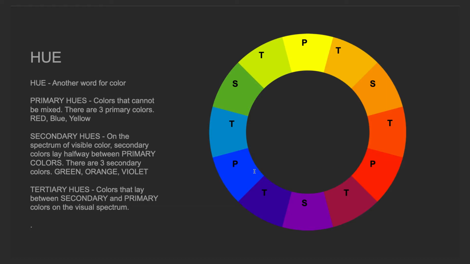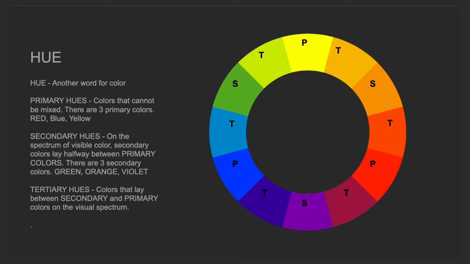Those are primary colors. Secondary colors are halfway between each primary color. So the secondary color between blue and red is violet. Between blue and yellow is green. Between yellow and red is orange.